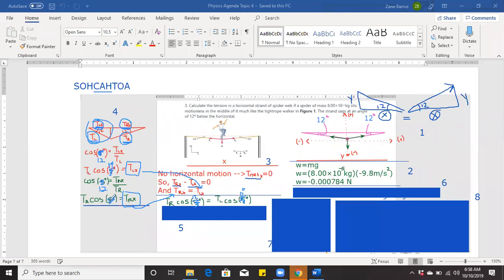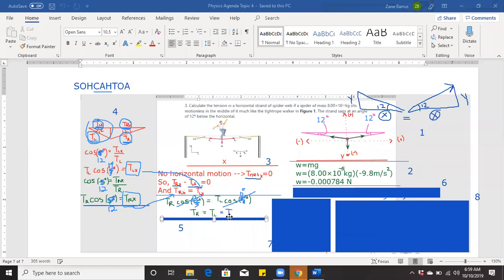But all I'm saying is, if you substitute those expressions in over here where we did our middle work, we get TR times the cosine of 12 degrees is equal to TL times the cosine of 12 degrees. You'll notice that when we're timesing by the same thing on both sides, we can just cancel. Okay? And so we then come up with a conclusion. TR should be equal to TL.